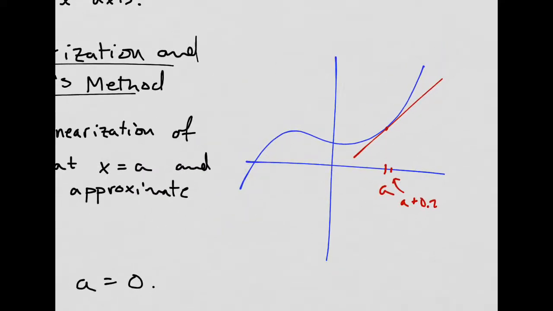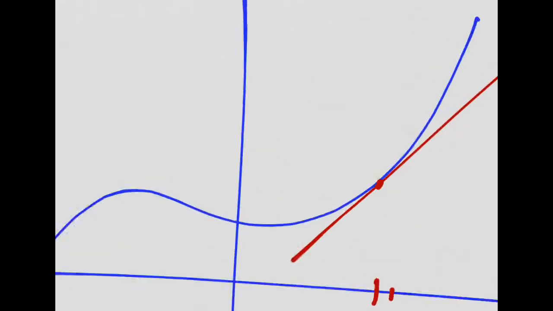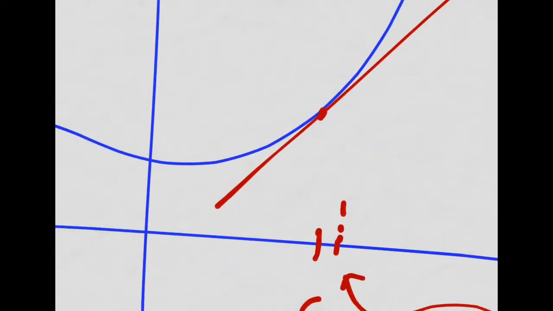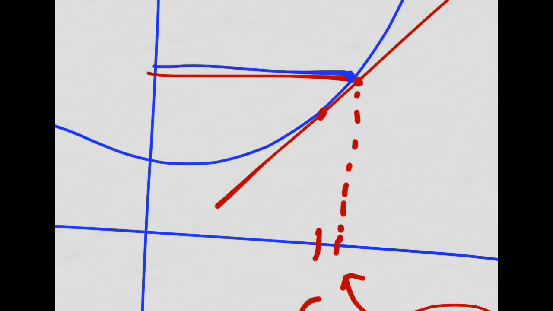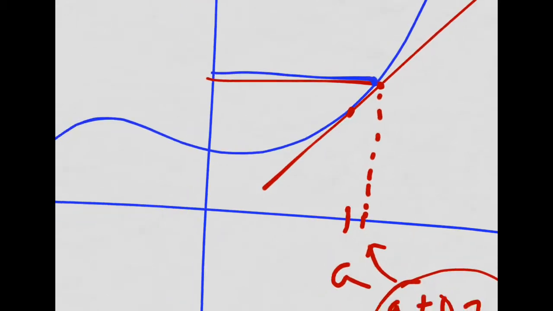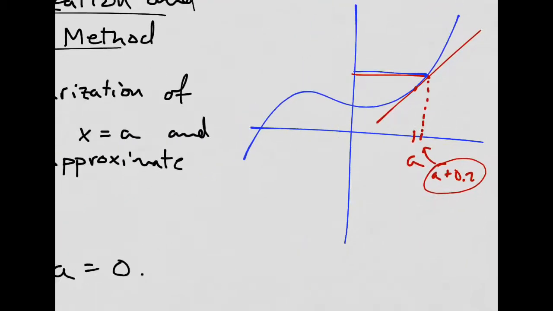If I have some kind of function and I get an equation for a tangent line, I can plug in a plus 0.2 and I would get that y value instead of the actual y value, which is almost the same thing. Do you guys understand how this is an approximation?